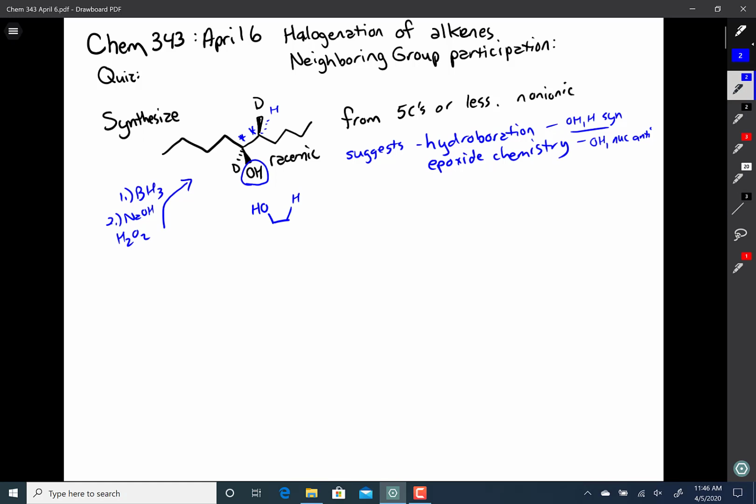When you do that, it means that deuterium becomes a wedge. This butyl group becomes a dash. This deuterium becomes a wedge. And this butyl group becomes a dash. Remember, these are the same molecules. The only difference is this is a different conformation. The OH and the H are drawn syn to each other.